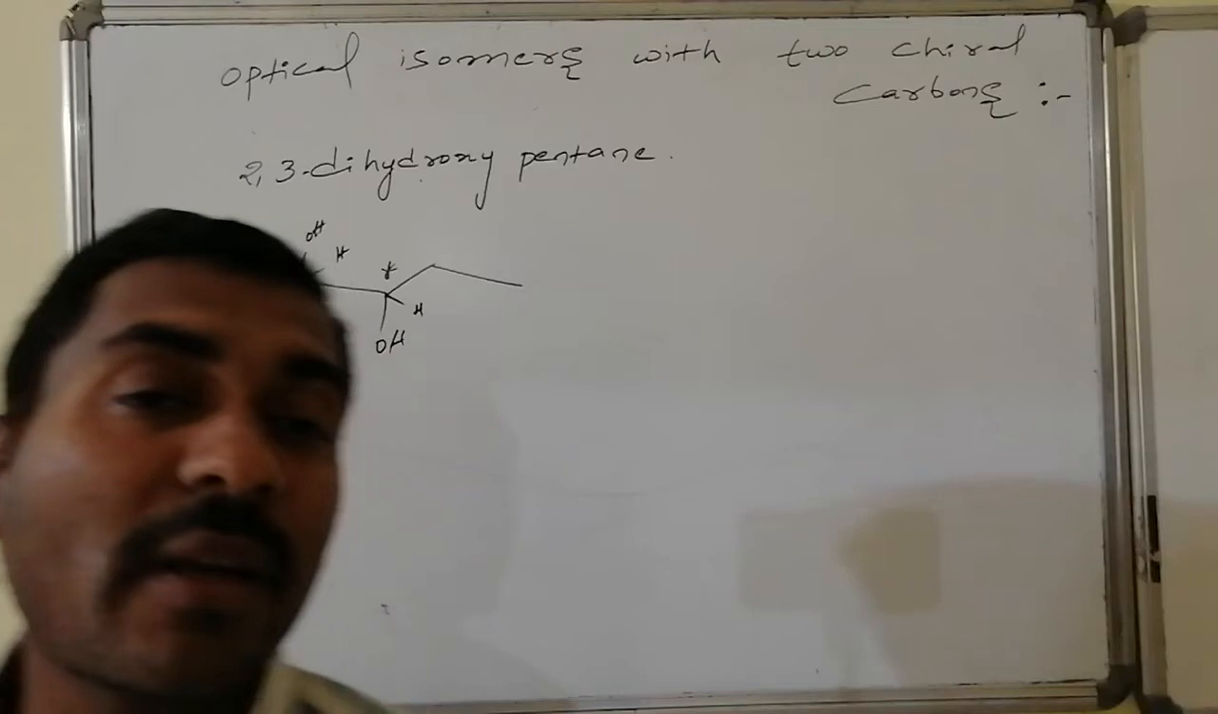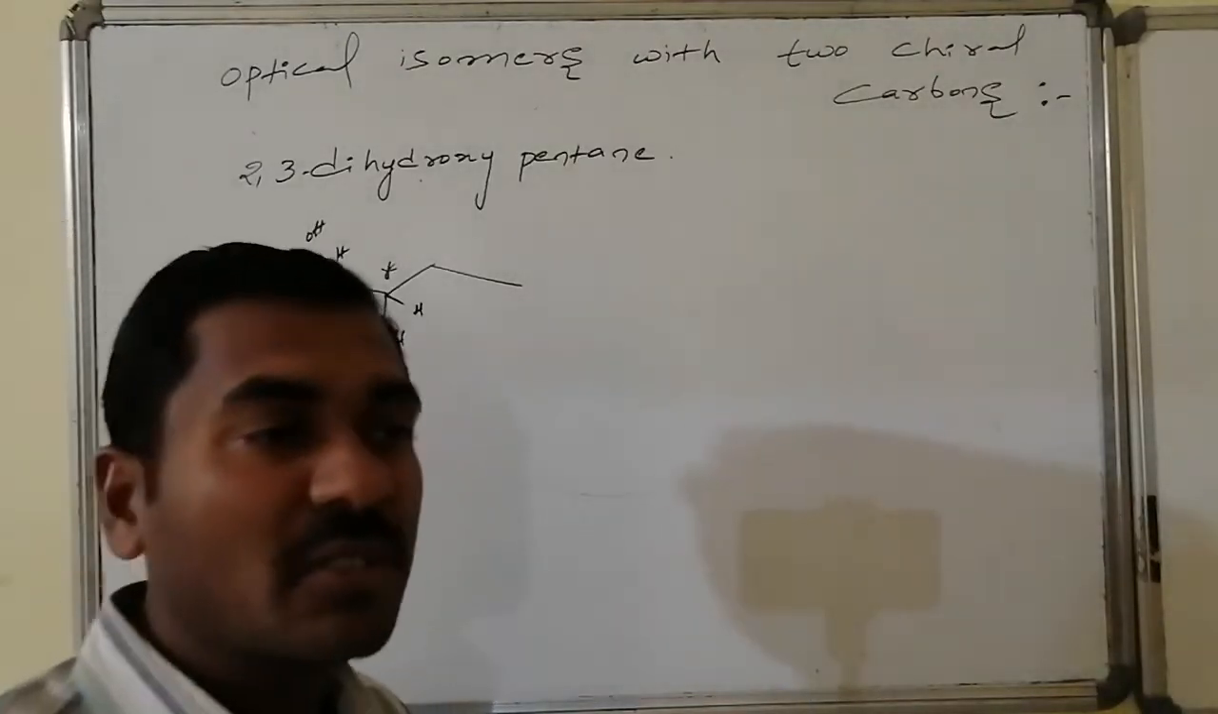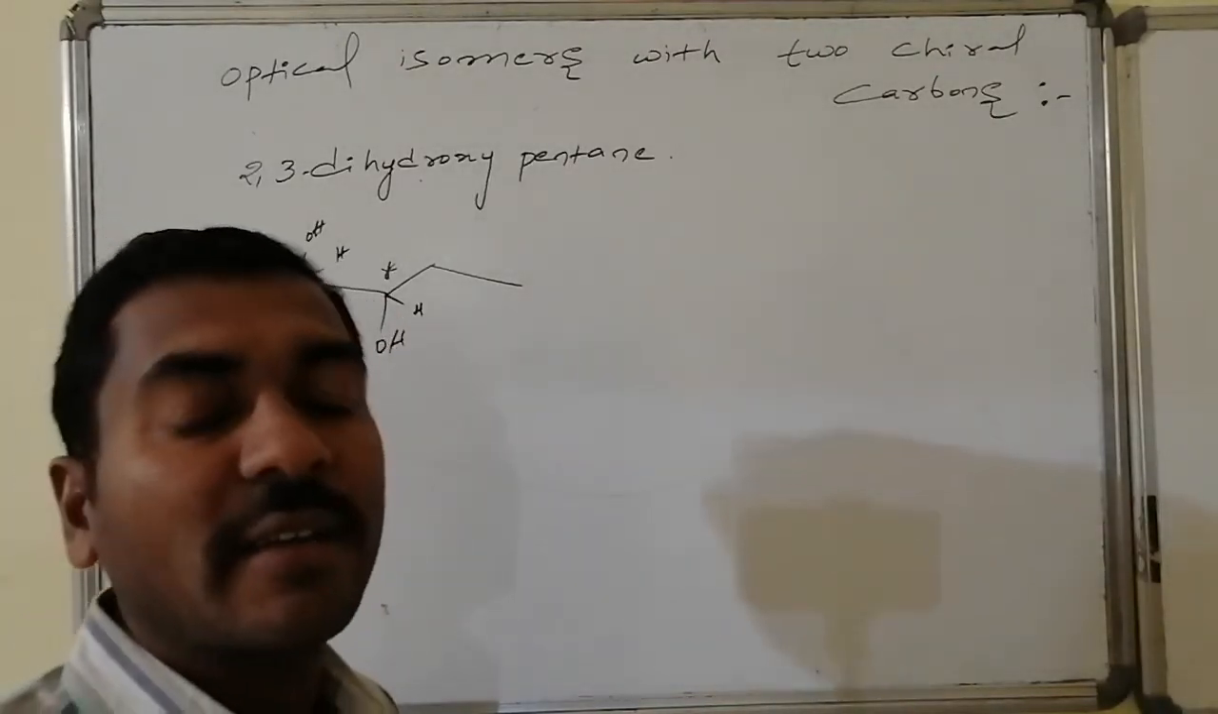Now we will look at how many optical isomers are possible and in which way they are related with one another.